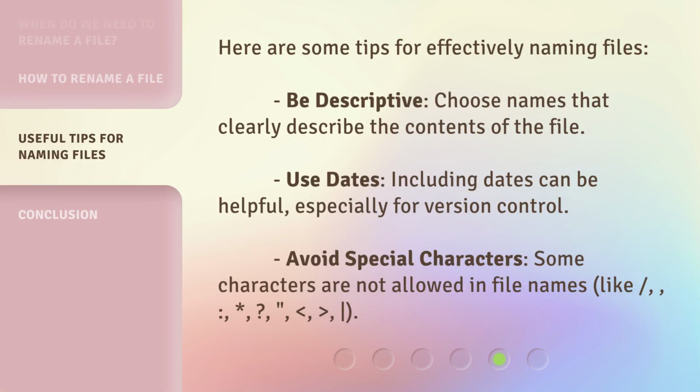Here are some tips for effectively naming files. Be descriptive. Choose names that clearly describe the contents of the file. Use dates. Including dates can be helpful, especially for version control. Avoid special characters. Some characters are not allowed in file names, like asterisk, less than, greater than.